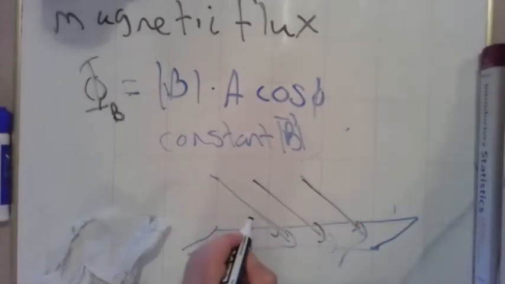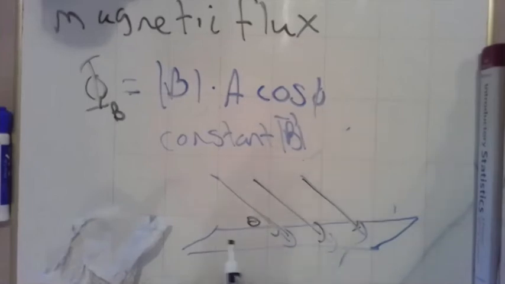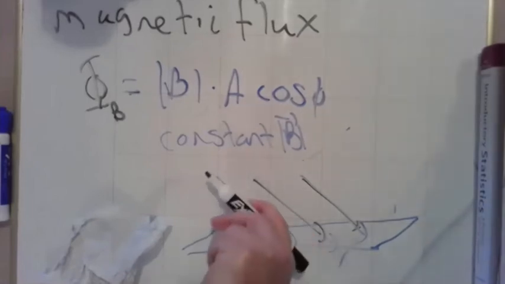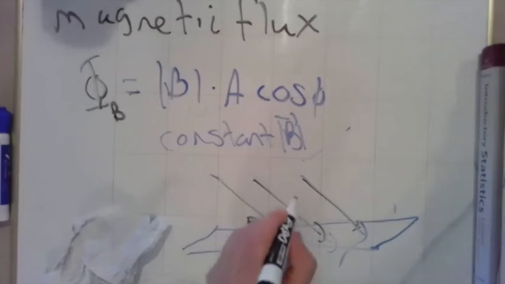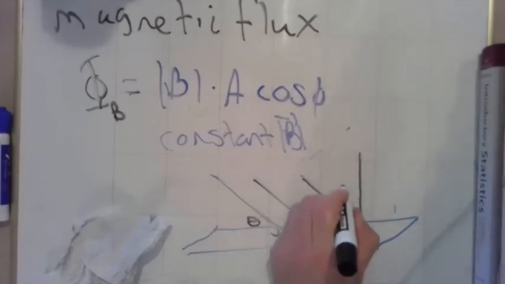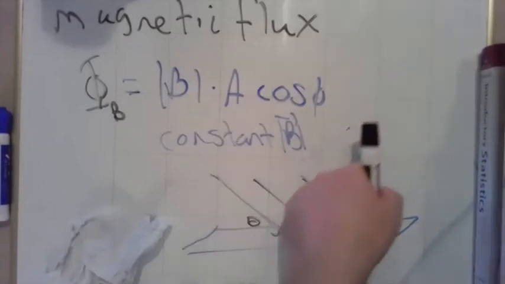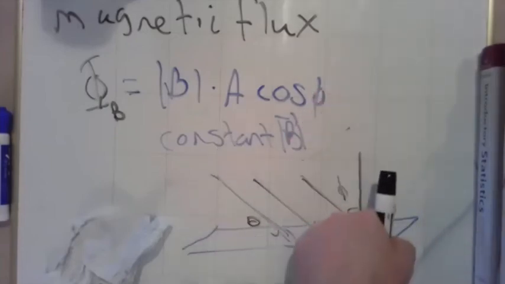I promise you, they're always going to give you this angle here, the angle between the flat surface and your magnetic field. That's not the angle you want. You want this angle. This is phi. The angle between B and straight perpendicularly through the surface.